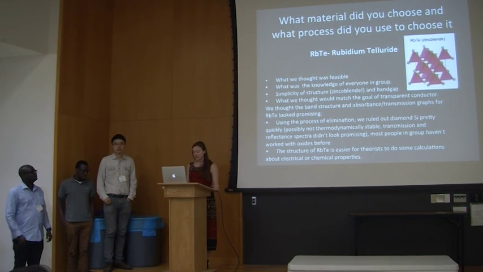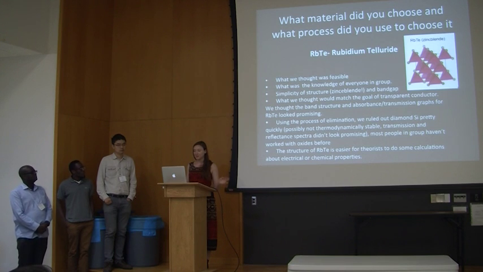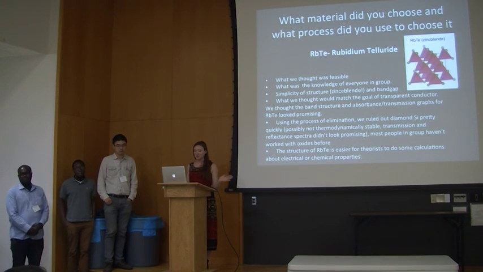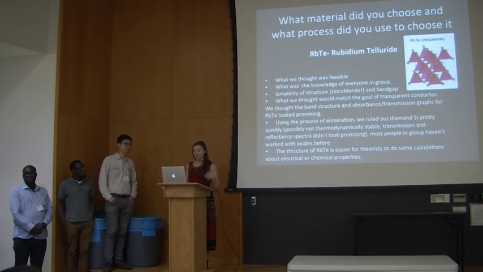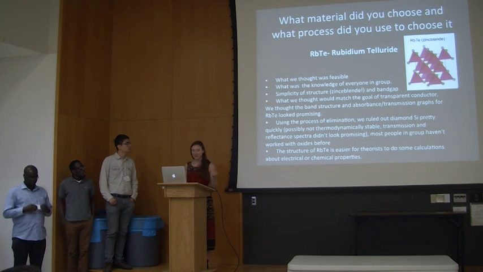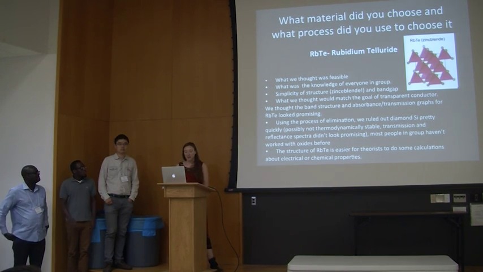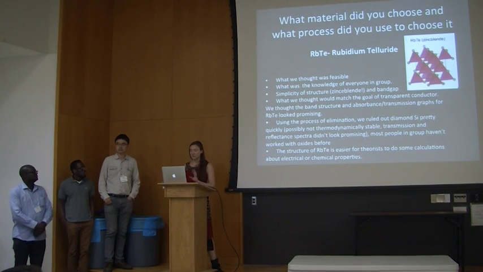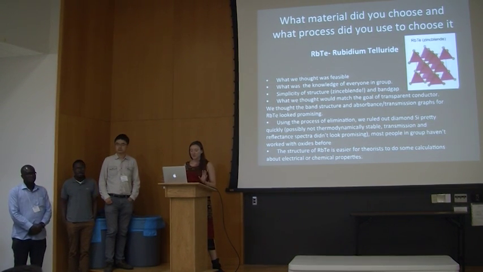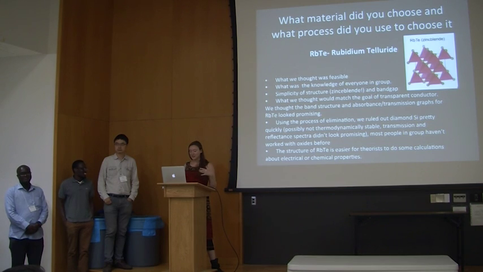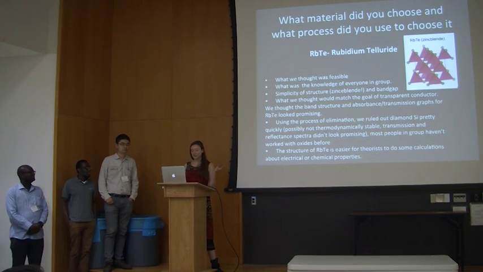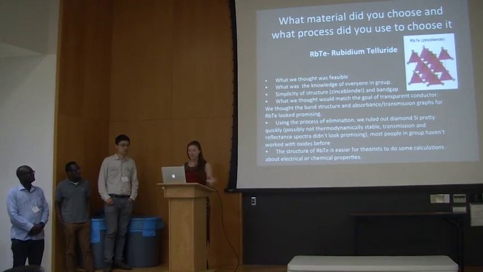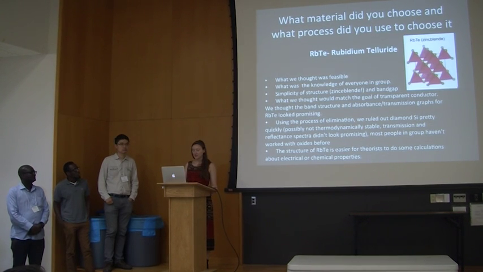We also used the process of elimination. We pretty much ruled out silicon pretty quickly because we thought it probably wasn't stable and would be hard to get, and even the properties didn't look that promising. And also, most people hadn't worked on oxides before, so they didn't really want to go into that too much. And also just that the structure is easiest, and it would be easier to do calculations on and then compare to the material.